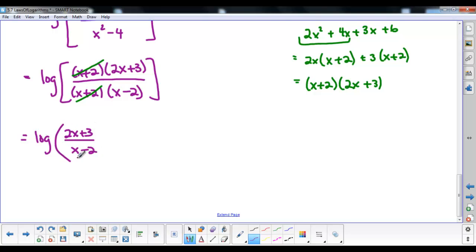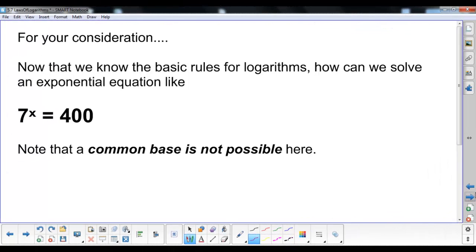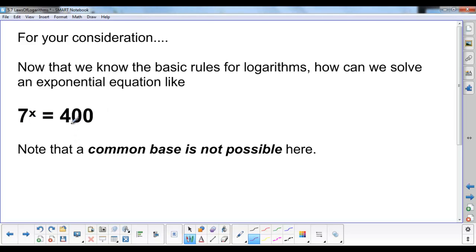In the past, we were given questions, or we've worked on some word problems where we've come to an equation that looks similar to something like this. So 7 to the power of x equals 400. Now, in previous lessons, the best way to tackle this question was to write both of those sides of the equation as the same base. But unfortunately, a common base here is not possible. There's no way that I can write 400 as base 7.